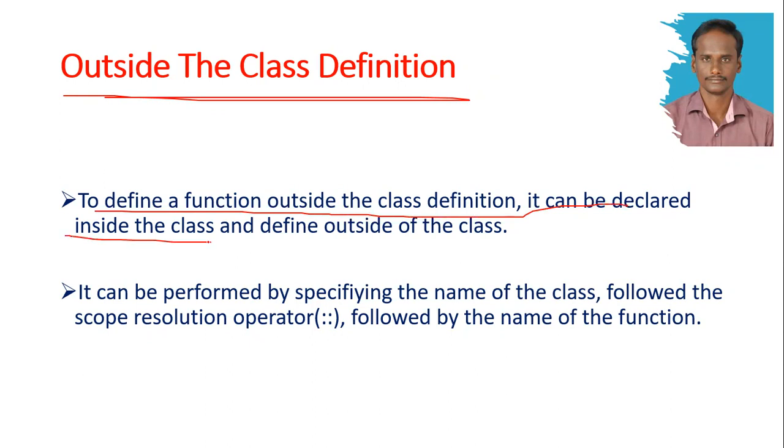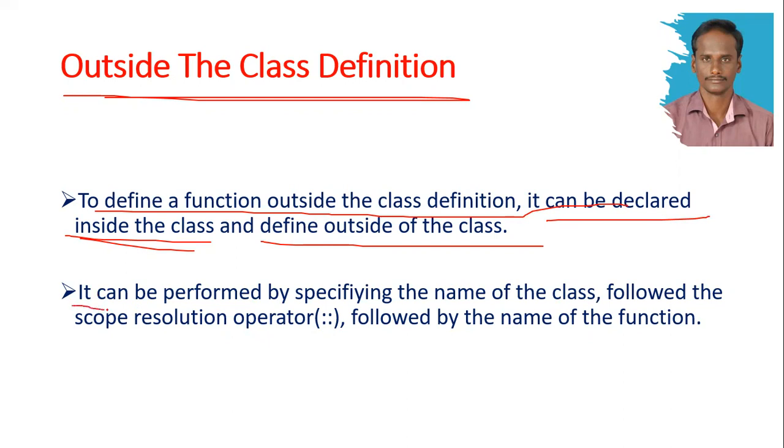We know the parts of a function: we have declaration, definition, and function call, right? So here you want to define the member function outside the class. That function must be declared inside the class first. Later you may define the function outside the class. While defining the function outside the class, you should follow this rule.